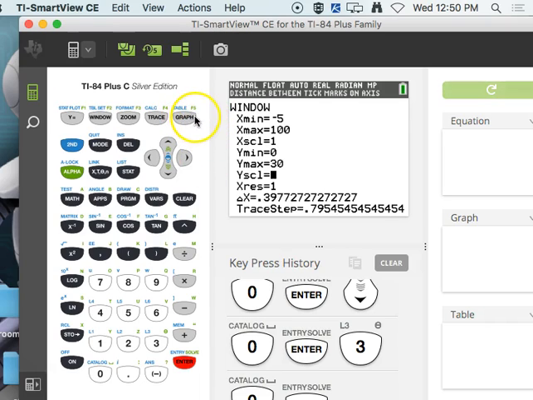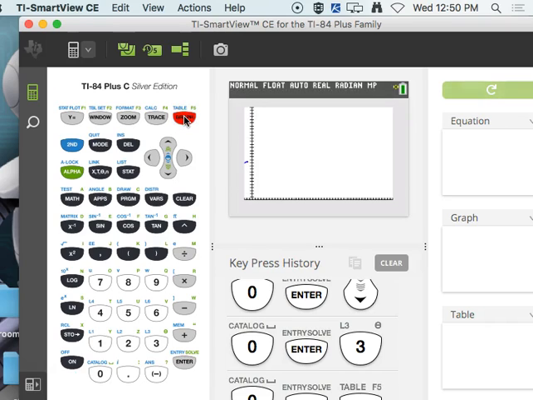And then we hit graph, not zoom 6, because we don't want the negative 10 to 10 window. So let's hit graph, and let's hope we can see both the blue and the red, and then we can see where they hit each other. Oh, right there. There it is.